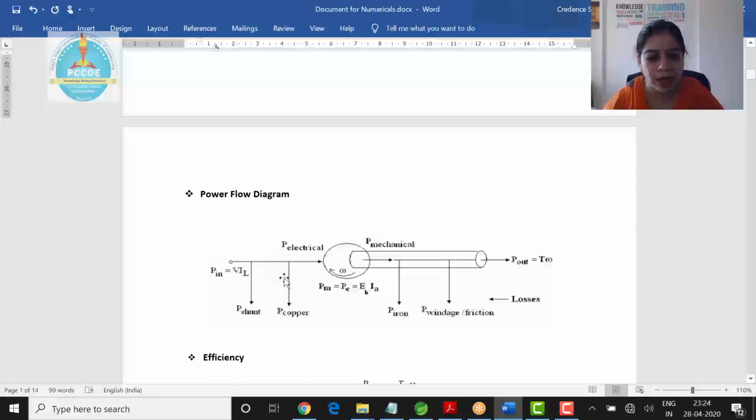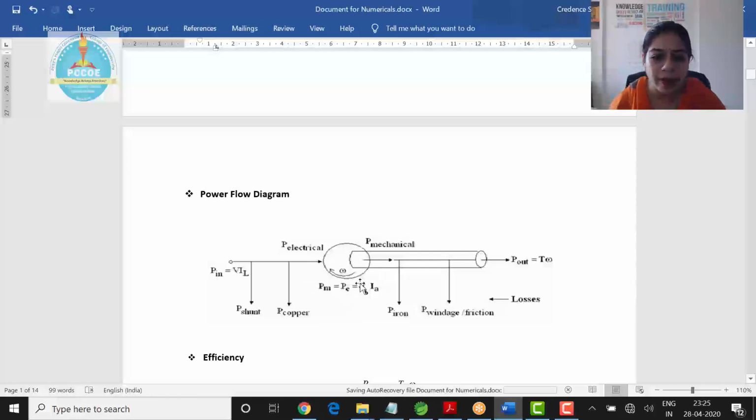Some losses are there, P shunt, P copper loss. So these are the losses. After subtracting the losses from this input power, we are getting the P electrical here in the armature. And that is the actual power which is going to convert into mechanical energy.